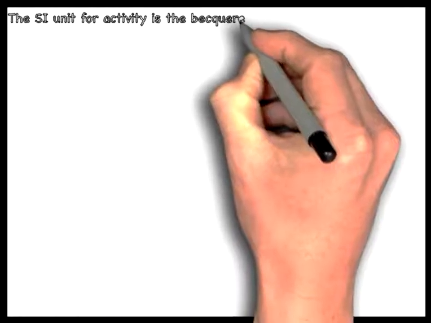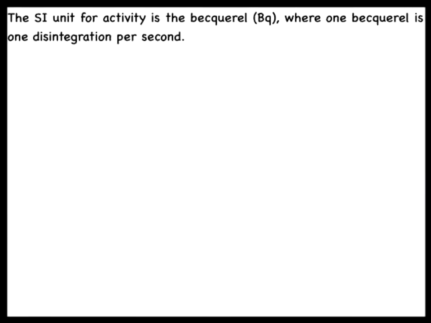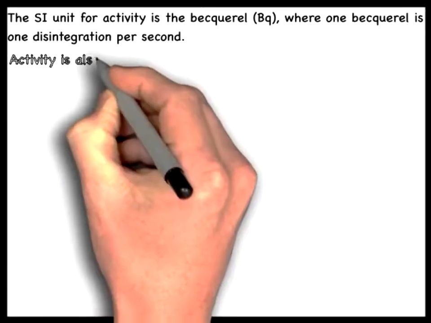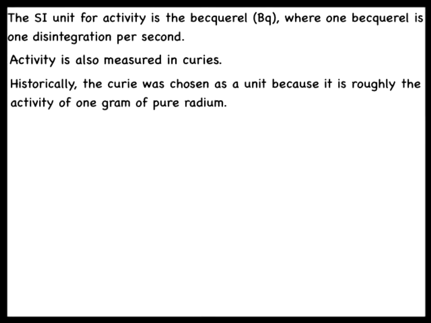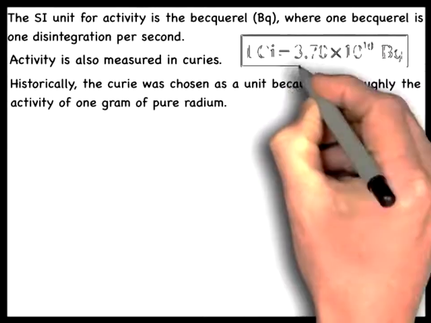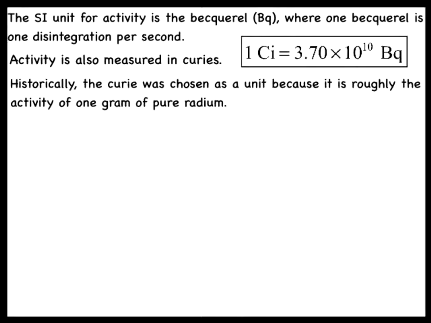The SI unit for activity is the becquerel, where 1 becquerel is 1 disintegration per second. Activity is also measured in a unit called the Curie, which honors Marie and Pierre Curie, the discoverers of radium and polonium. Historically, the Curie was chosen as a unit because it is roughly the activity of 1 gram of pure radium. In terms of becquerels, 1 Curie is equal to 3.70 times 10 to the 10 becquerels, which tells you that in 1 gram of radium, over 30 billion nuclei decay per second.